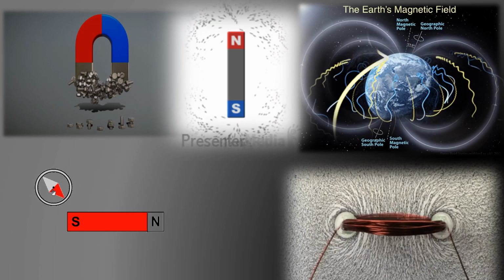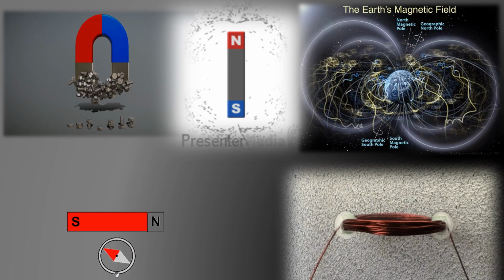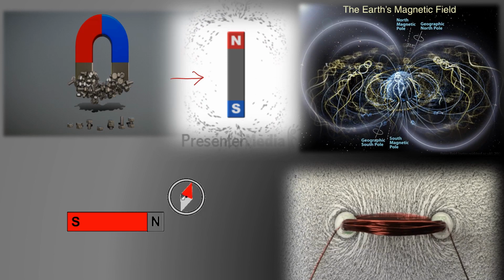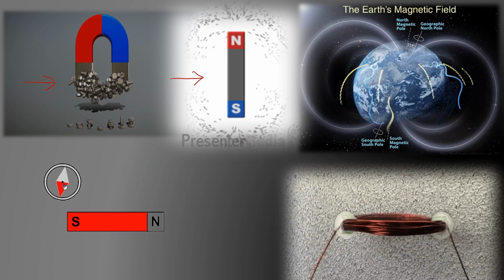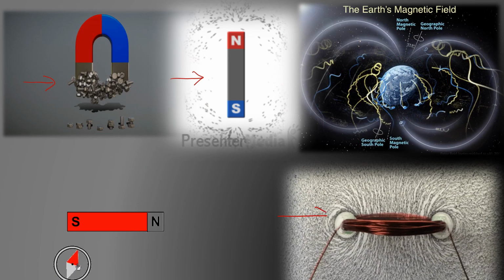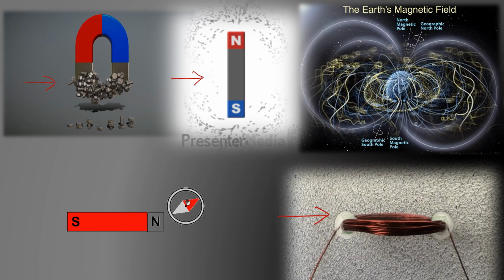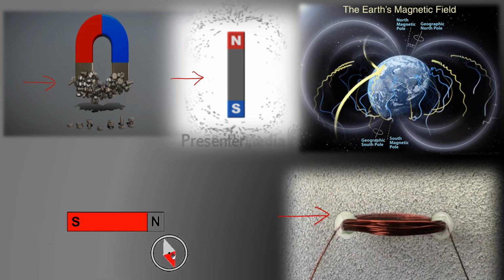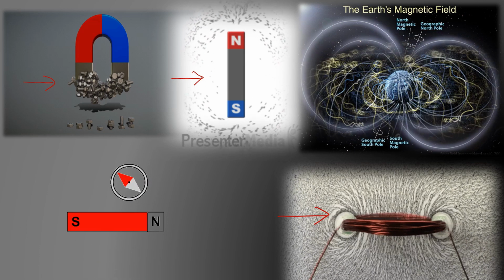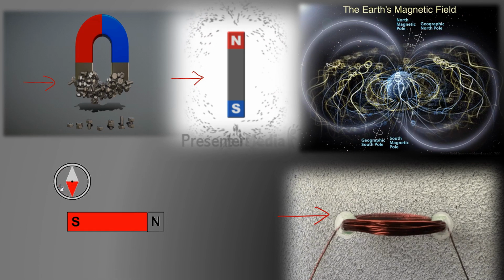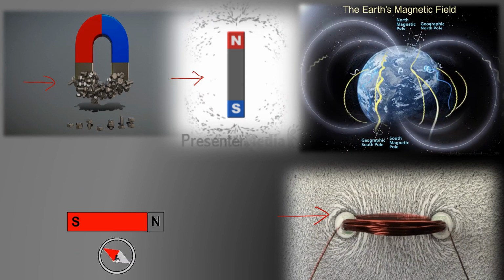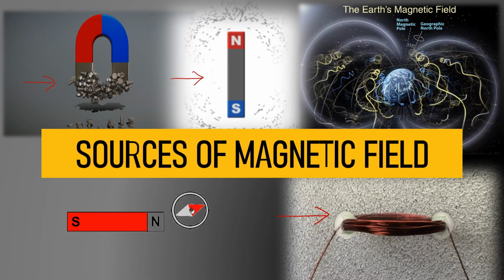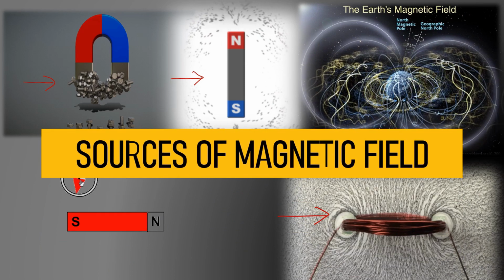We know that some magnets have a permanent magnetic field, such as a bar magnet and a horseshoe magnet. However, a conductor or a wire can also act as a magnet when a current flows through it. This is called an electromagnet, which only produces a magnetic field when current is applied. So, these are some of the sources of magnetic field, including our Earth.